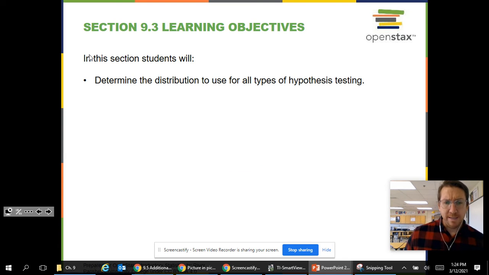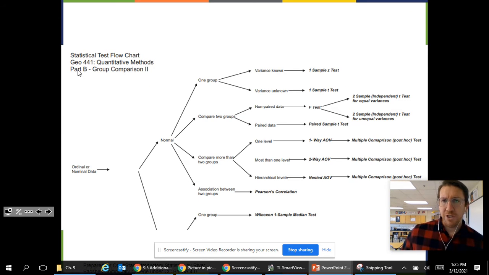So the point of this lesson is to talk about how to determine the distribution for our different types of hypothesis testing. Remember, the last few lessons we've been looking at writing our hypothesis statements, the null and the alternative. Then we looked at the type 1 and type 2 errors. Then in this section, we're going to briefly introduce this flowchart for making decisions on our types of data.